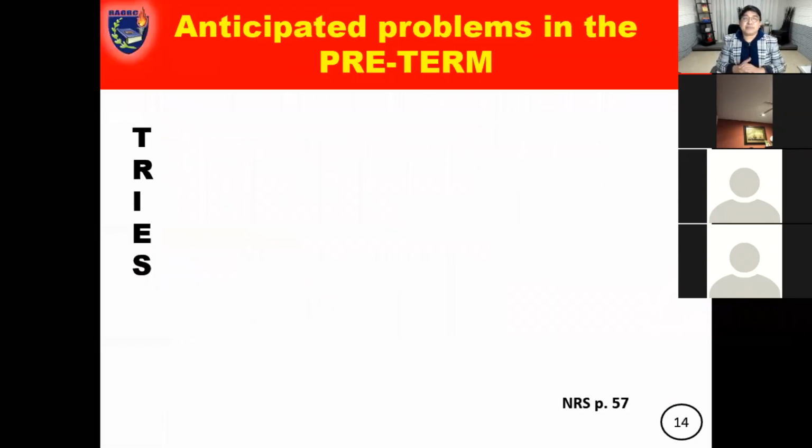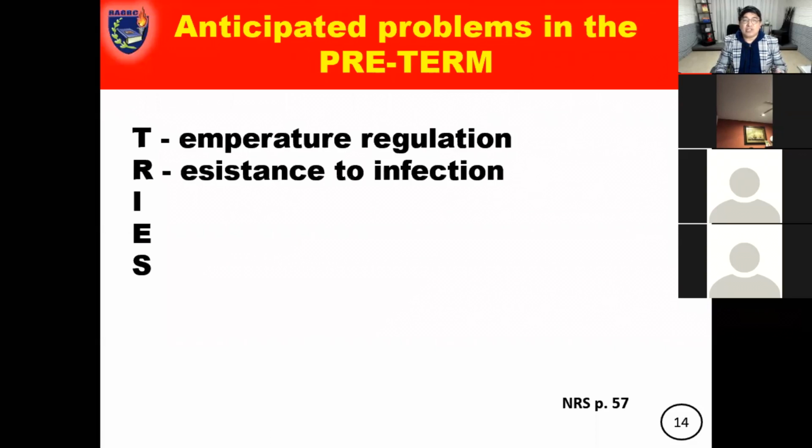Now, what are the anticipated things that you have to be familiar with in preterm babies? The temperature regulation is immature, resistance to infection is low, they have an immature liver, so sometimes they have jaundice. But how do we differentiate whether that's physiologic or pathologic jaundice? If they are born with yellow skin, chances are that is pathologic jaundice because it means that in utero, they are already having RBC destruction.